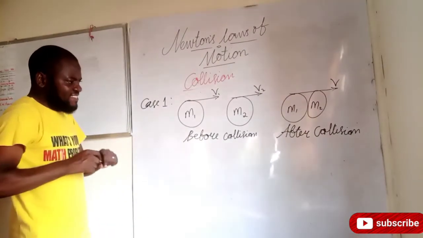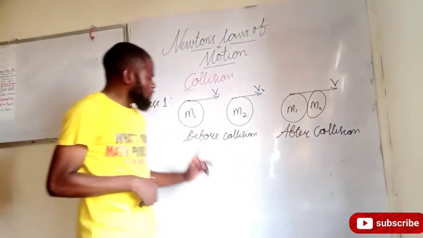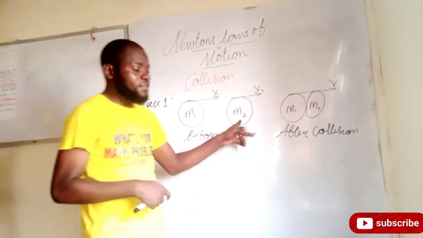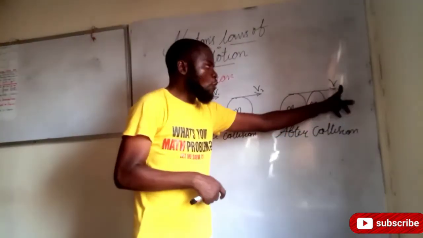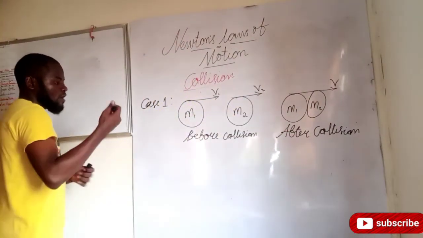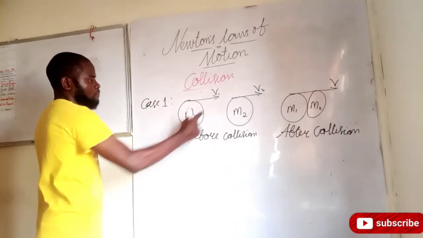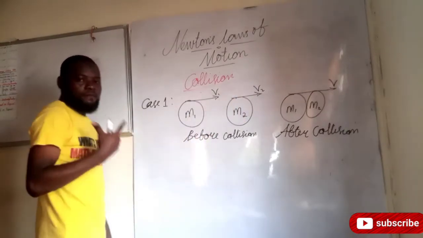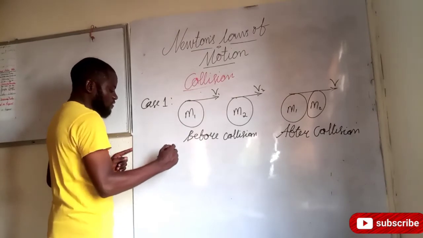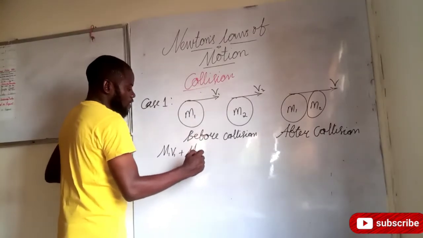Now the question is, what will be the value of the common velocity with which they are moving? We know the mass of the first body and the velocity it moves with before the collision, and we know the second one also. What will be the common velocity in respect to their masses? It's very simple. According to the law of conservation of linear momentum, momentum before collision equals momentum after collision. Because they are facing the same direction and momentum is a vector quantity, the momentum before collision is going to be the momentum of this one plus the momentum of the other body.